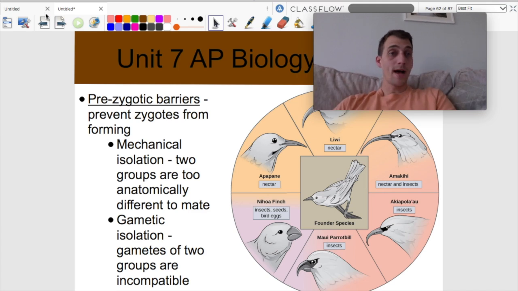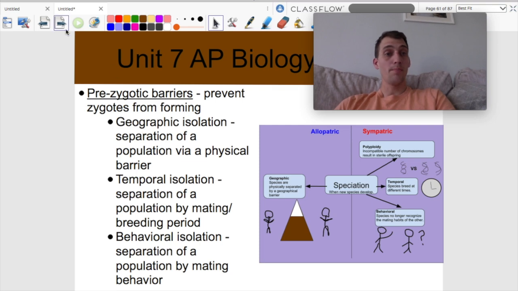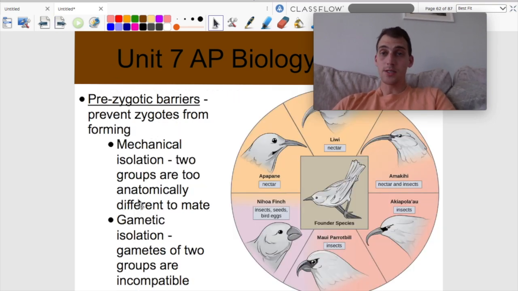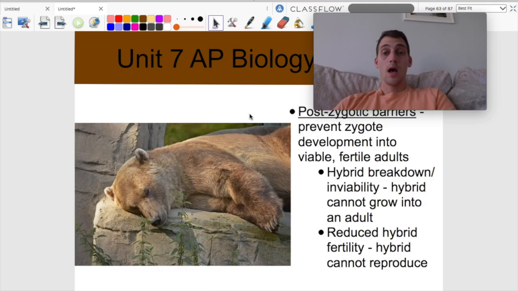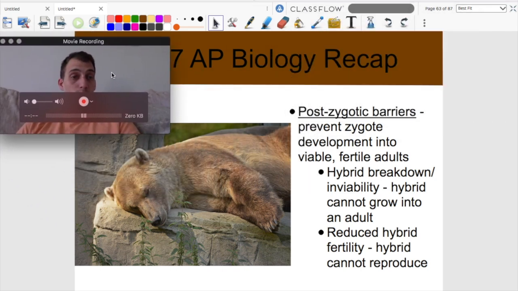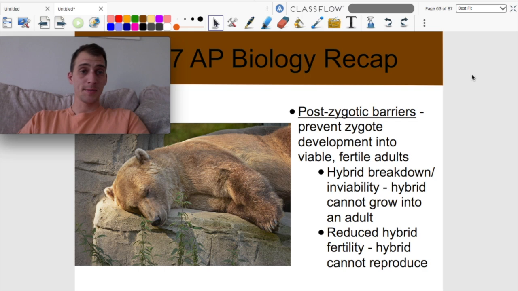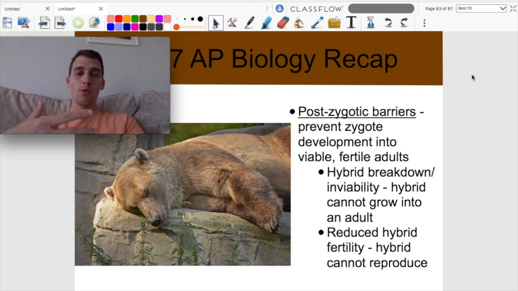Okay, so your 5 pre-zygotic barriers: geographic, temporal, behavioral, mechanical, and gametic isolation. And the main point there is that those are preventing a zygote from forming. But there are a few post-zygotic barriers as well, okay? Because remember, the biological species concept says you have to have a viable, fertile offspring. So here's the deal: the zygote could form, but the offspring might not grow into another animal, or it might not grow into an adult, and it might not be fertile. So here are some post-zygotic barriers. They prevent zygote development into viable, fertile adults.